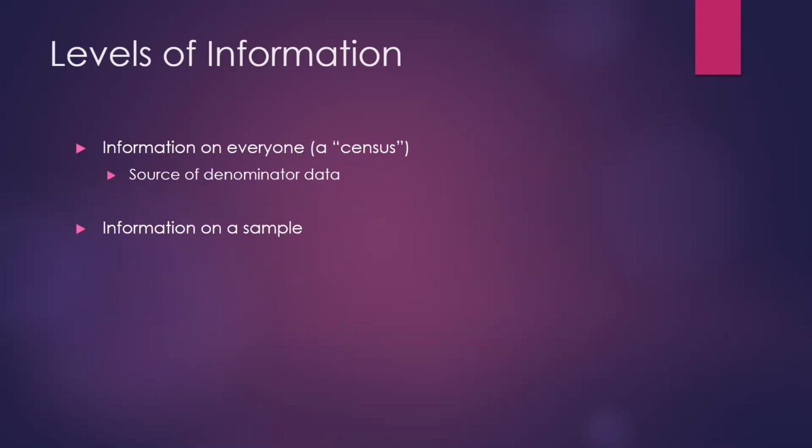So I like to think about data coming from two different levels. We can either get information about everyone in a population, which is of course what we would ideally like to do, but it's hard for lots of reasons. And so this could be called a census generally, and I'll talk about our US Census specifically. The great thing about these kinds of data sources is that it provides us a denominator for all of our other calculations. But most of the time, because of the logistical challenges of collecting information about everyone in a population, we take information on a sample.